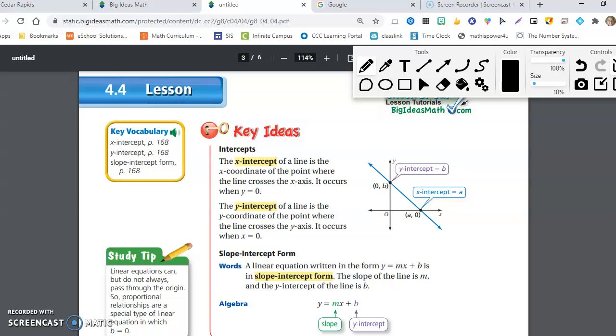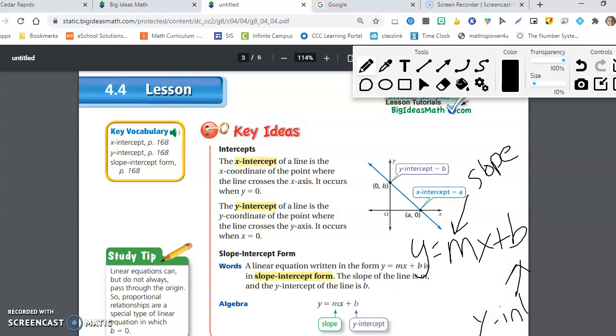The term slope-intercept form is something you're going to be hearing more about next year in algebra. It's just the format that the equation is written in. So it's y equals mx plus b. M is your slope, so that's going to be the number of whatever your slope is. And your b is your y-intercept, and that's where your graph crosses your y-axis.